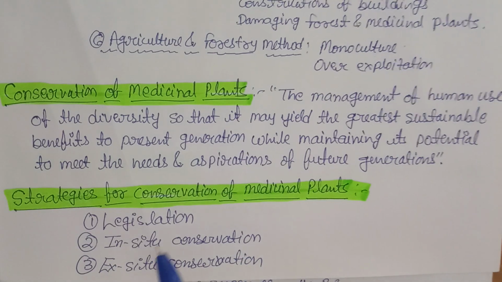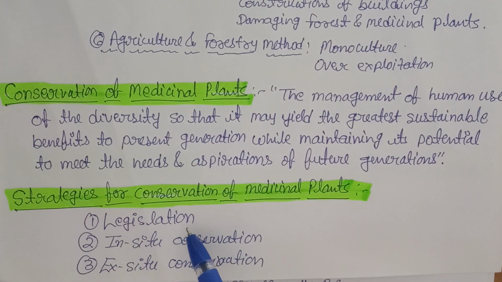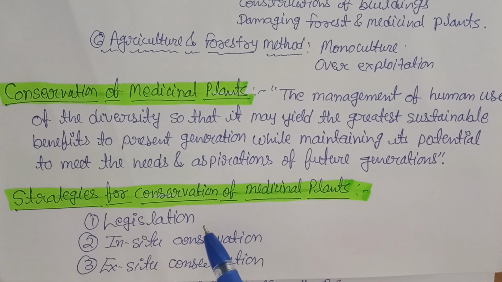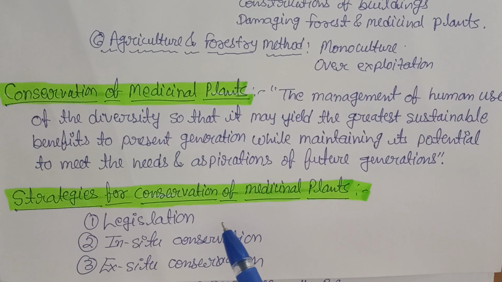So what strategies are supposed to be there? Strategies for the conservation of medicinal plants, when we talk about them, these three things can happen, and it is going on now also. Legislation: so many rules and regulations have to be framed, acts have to be framed, so that people will have fear, and they will not use the mother herb or mother nature without thinking of their conservation.